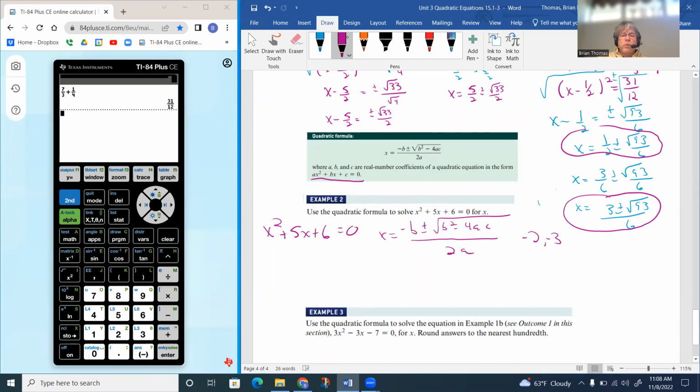So to use this formula, we have to identify the a, the b, and the c. Remember, the a is the coefficient of the x squared, which is the 1. The b is the coefficient of the linear term, which is the 5. And the c is the constant, which is the 6.